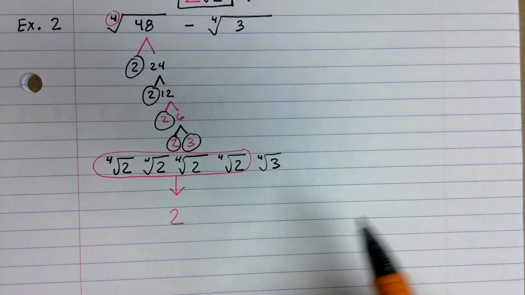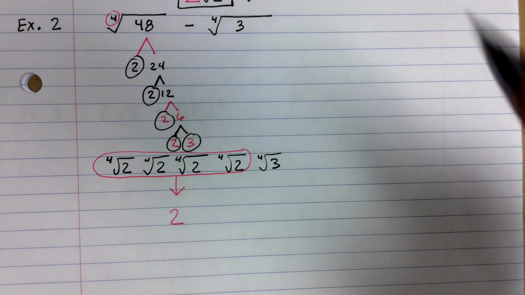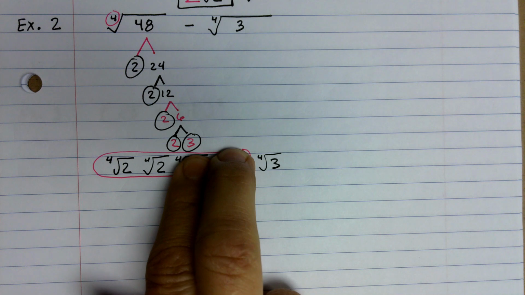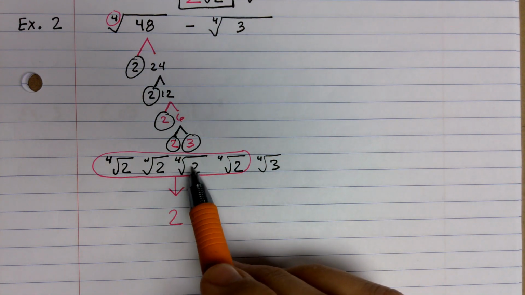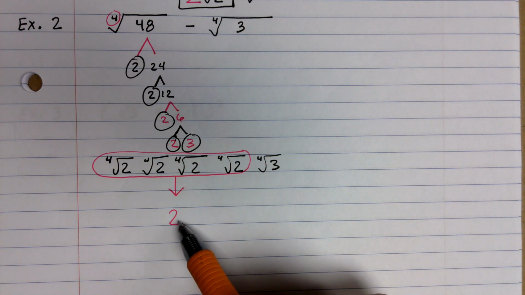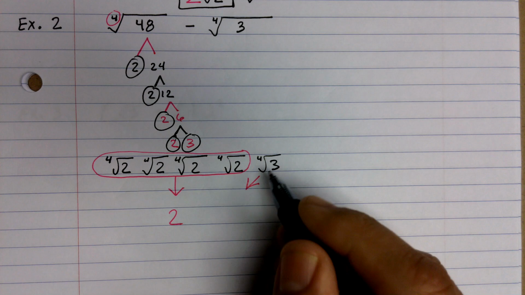If our index was 3, well then it'd be for every 3 it would turn into 2. If we didn't have an index, it would mean it's 2, and for every 2 it turns into 2, and so on. So now that I see 4 2's, 1, 2, 3, 4, that's simply going to turn into a 2. And what's left over is this fourth root of 3.